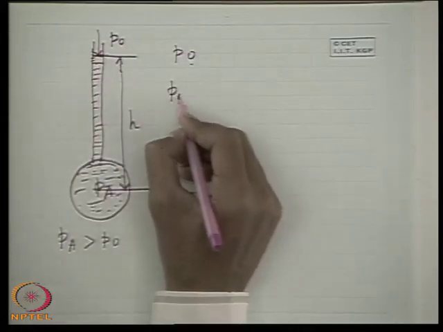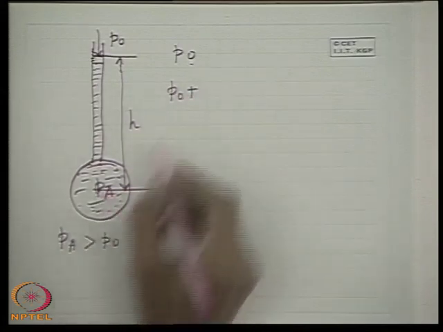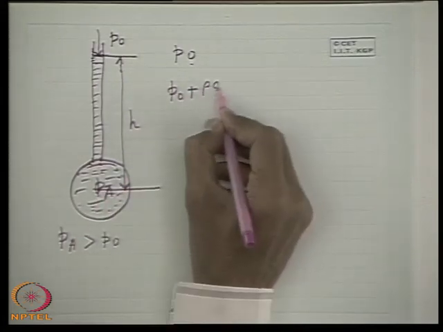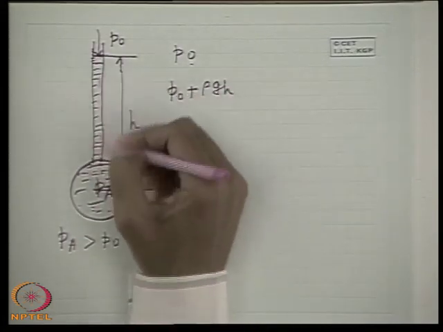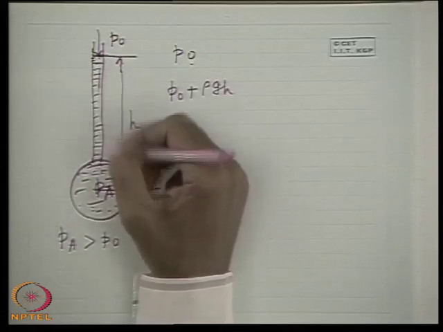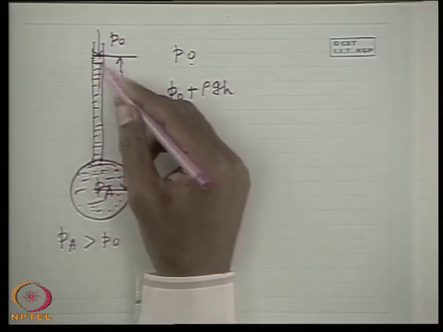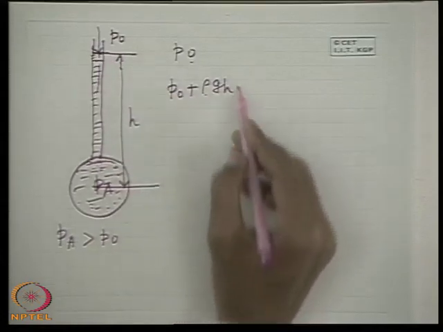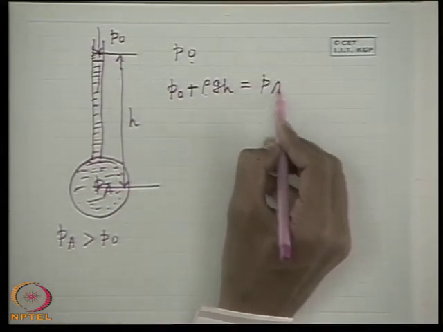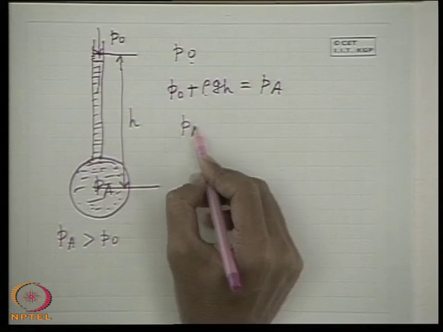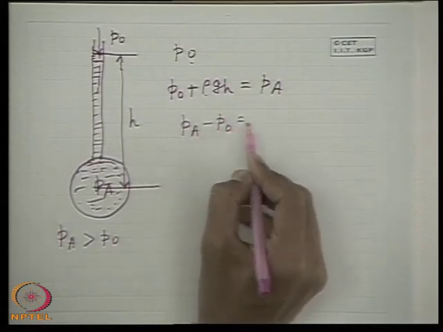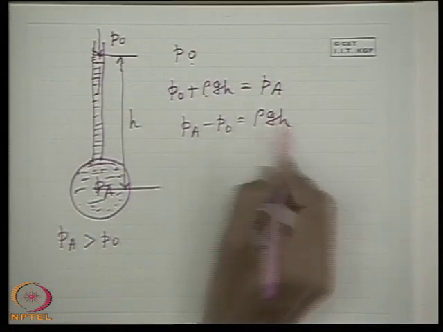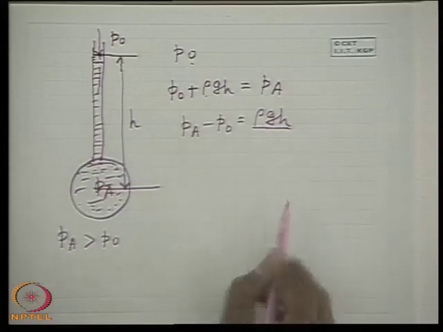then we can write P0 plus rho gH as the pressure here. If we consider the liquid to be of constant density, the pressure variation follows the rule that P0 plus rho gH is simply equal to PA. That means we can measure the gauge pressure by simply noting this height H, rho gH.